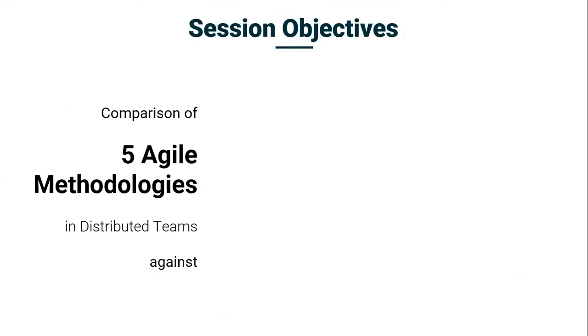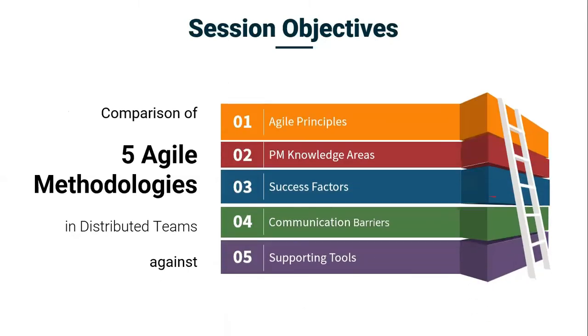So now we are at a stage where we need to see what the actual objectives of this session are. This session is basically a comparison of five agile methodologies in distributed teams against five factors. Those factors are: number one, agile principles; number two, project management knowledge areas; number three, success factors; number four, communication barriers; and number five, supporting tools.